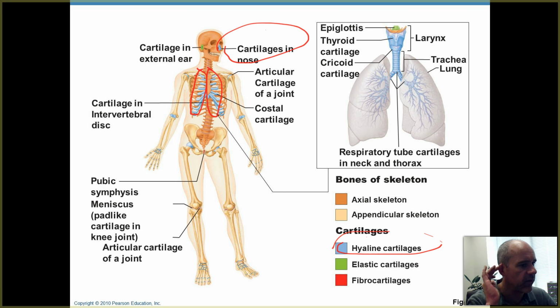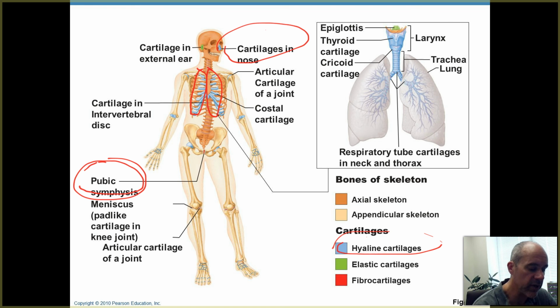Elastic cartilage, you have that in your ears, and then your fibrocartilages, again at the pubic symphysis. That is a cartilage pad between your two pelvic bones, and then also in your intervertebral discs as well.